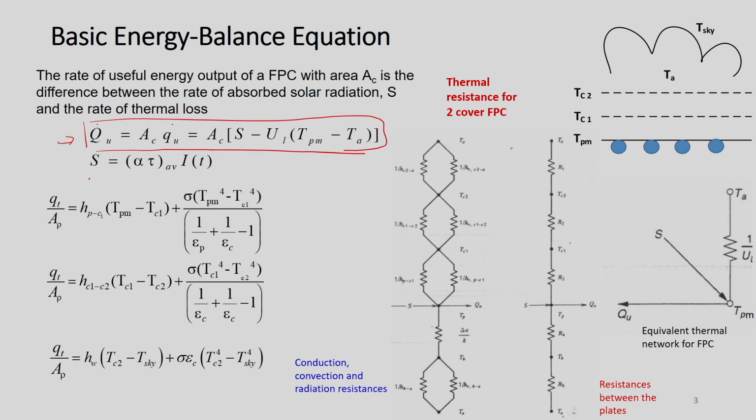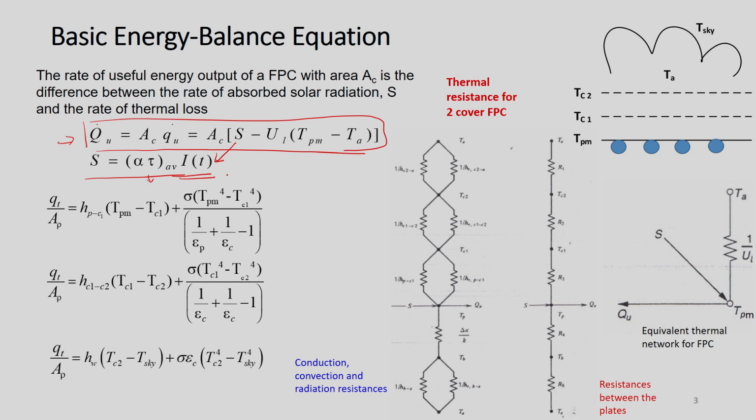And this S is nothing but the flux which is received by the absorber plate, which can be expressed by using this expression. So, S is equal to tau into alpha average into IT. Earlier we had S as a function of many parameters, so we can simplify it by introducing this term tau alpha average and IT.